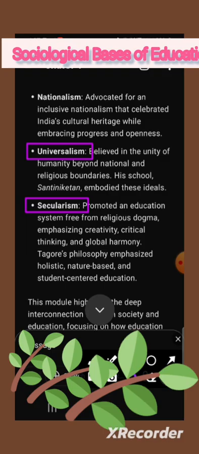Secularism and liberal education: strongly opposed religious dogma in education, advocating for a system that encouraged free thought and inquiry. Believed in a naturalistic and experiential learning process where students learned in open environments rather than rigid classrooms. Emphasized music, art, literature, and nature in education, breaking away from colonial rote learning methods.